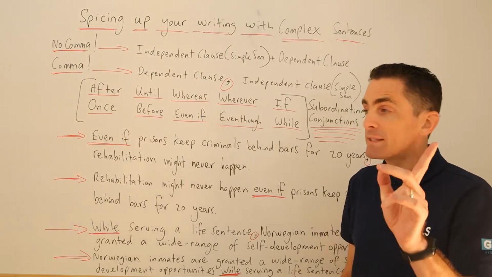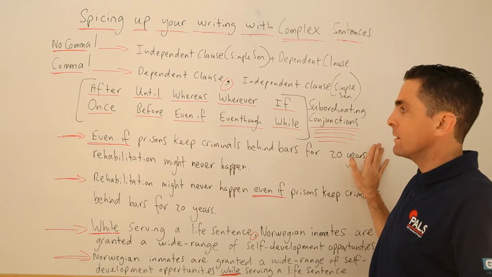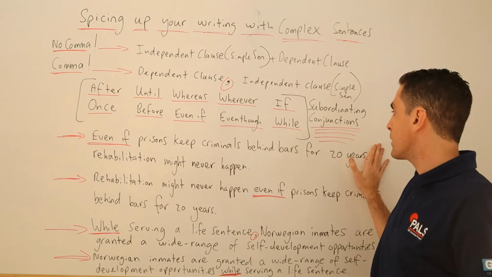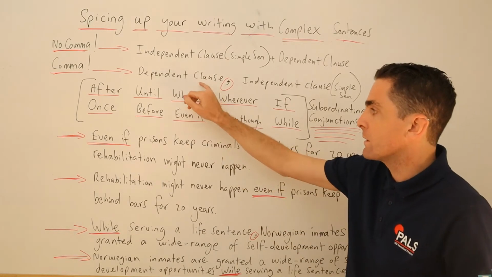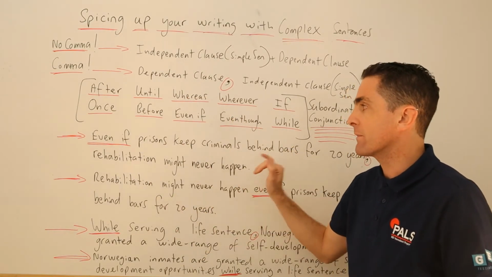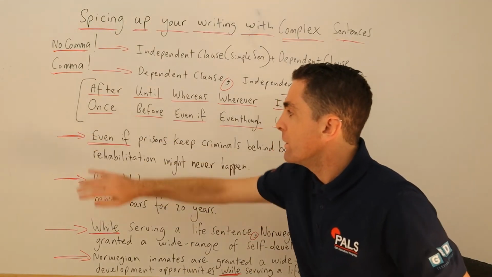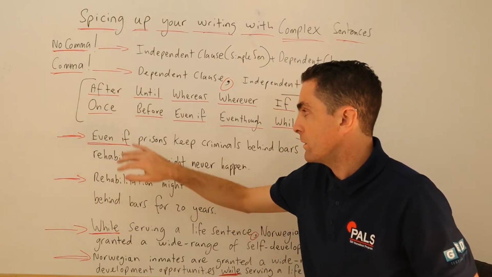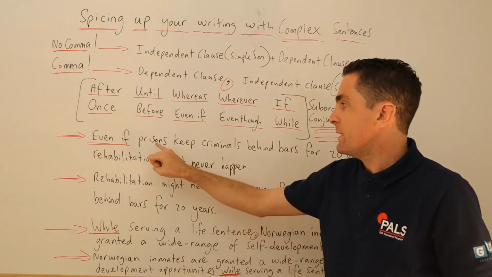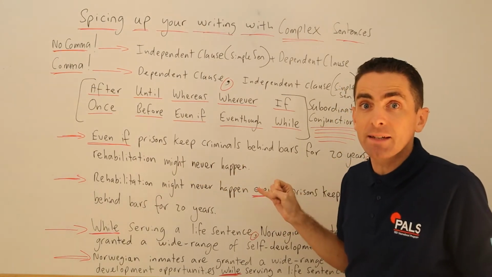Okay, so you can see where the comma is, you couldn't have a full stop. Even if prisons keep criminals behind bars for 20 years, it has to be a comma, okay? It's a dependent clause. Rehabilitation might never happen. If you take off the subordinating conjunction, "even if," you can see prisons keep criminals behind bars for 20 years. We have a simple sentence again, okay?